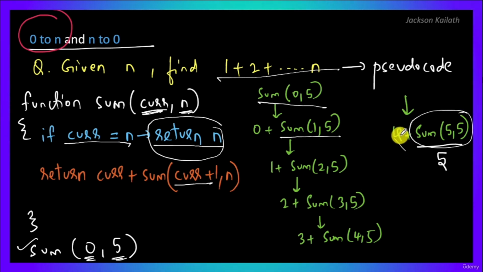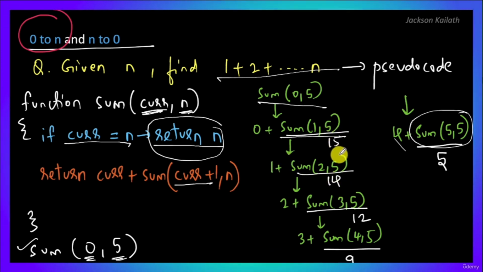Okay, so the value of this is gonna be 4 plus 5. So sum of 4, 5 is going to give the value 9. So this over here will become 3 plus 9, which is 12. So sum of 3, 5 is going to be 12, and this is going to return 2 plus 12, which is 14. So sum of 2, 5 will be 14. 14 plus 1 is 15. So sum of 1, 5 is 15, and then we're going to add 0 to it, and thus sum of 0, 5 is gonna return the value 15. So 1 plus 2 up to 5 has the value 15.